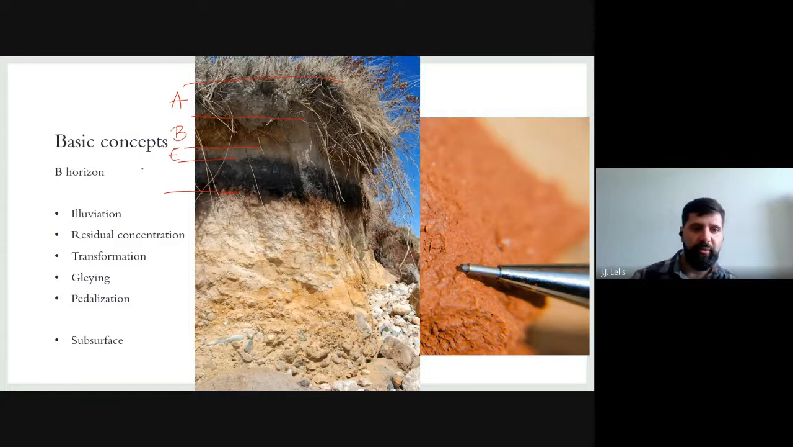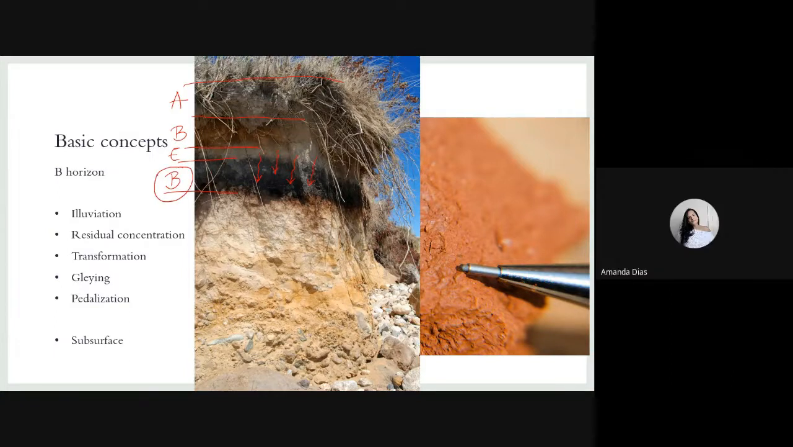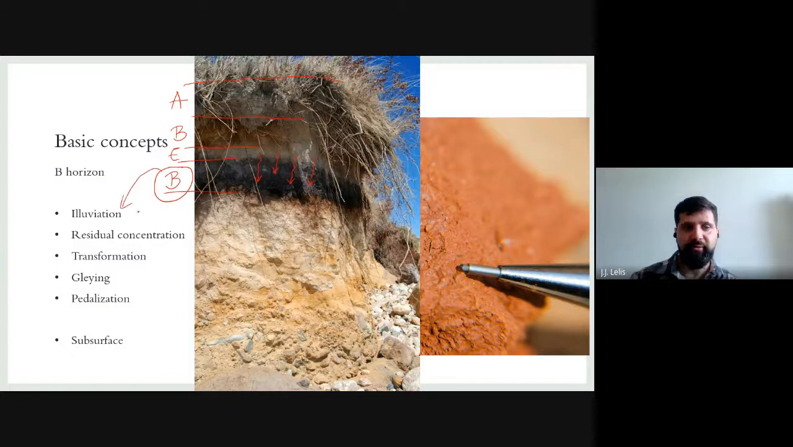Okay, so it's another A horizon? No. In this case, it is a B horizon, because this dark color comes from organic material that migrates from this horizon to this one. So the concentration of organic material at this depth creates a B horizon, because a B horizon is formed by eluviation.